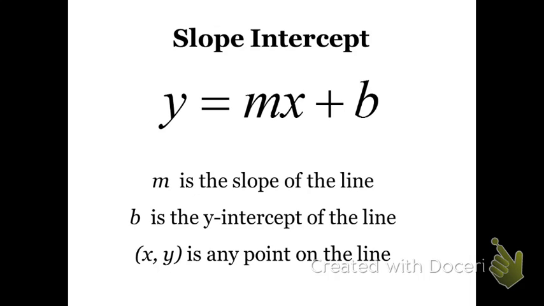Slope-intercept form is one of three ways that you'll learn how to write the equation of a line. It comes right from the name: in slope-intercept form, you plug in a slope, which is represented by m, and a y-intercept, which is represented by b.